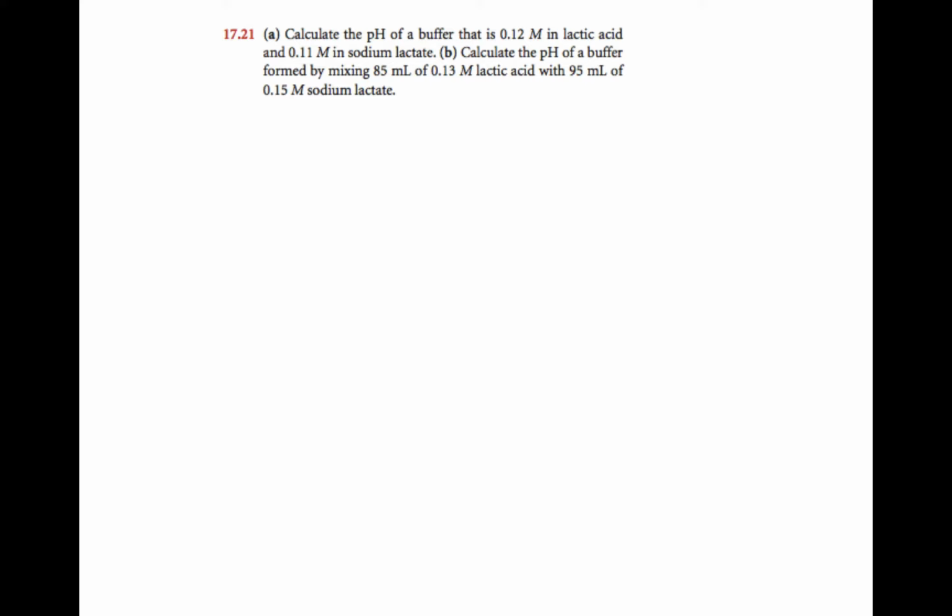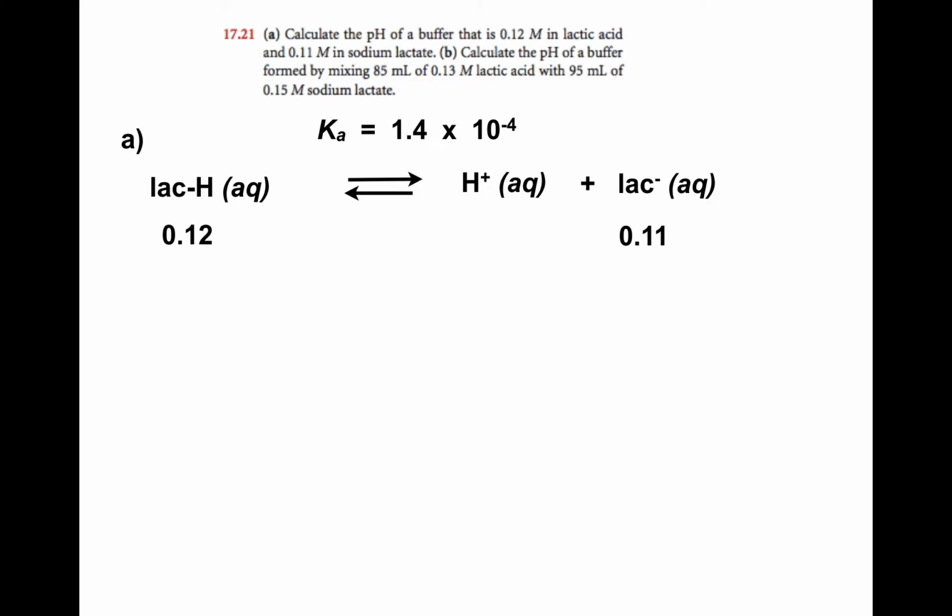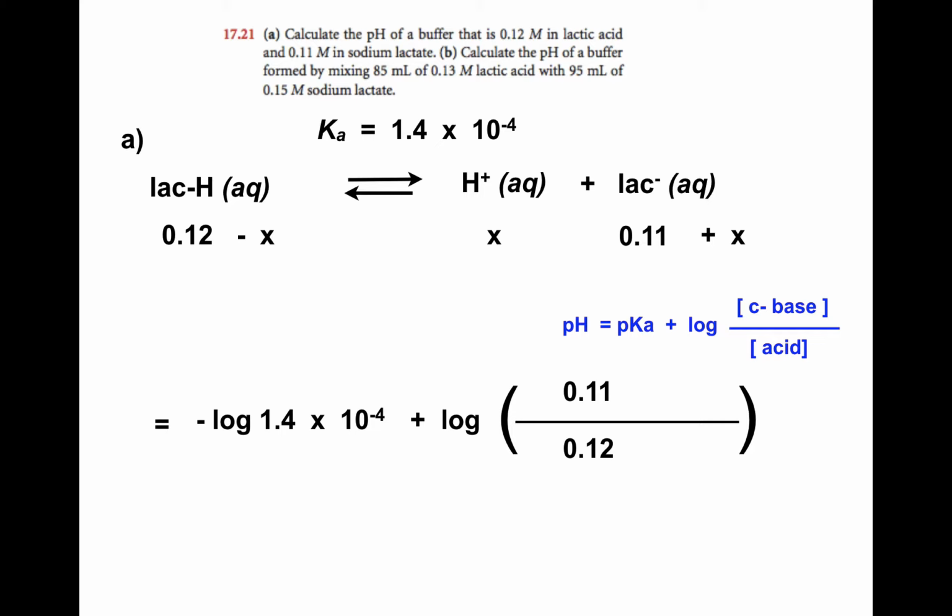So calculate the pH of a buffer where you've got 0.12 molar lactic acid in a 0.11 molar sodium lactate solution. So again, it's a common ion. These are the concentrations of the weak acid and the conjugate base. We could plug these concentrations directly into the Henderson-Hasselbalch equation and solve for the pH by taking the pKa and adding it to the log of the concentration of the base over the concentration of the acid. So plug into the Hasselbalch equation and solve for the pH.